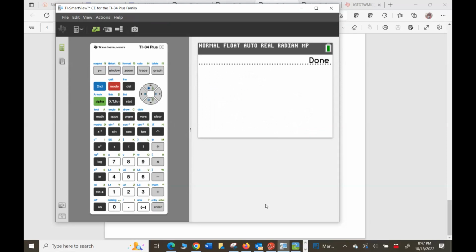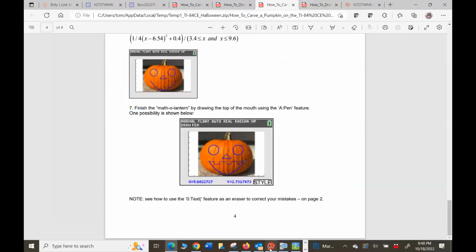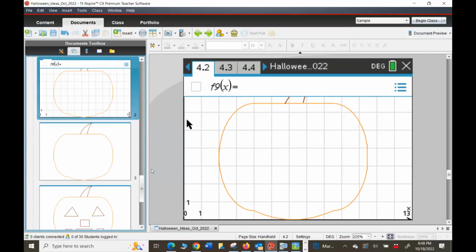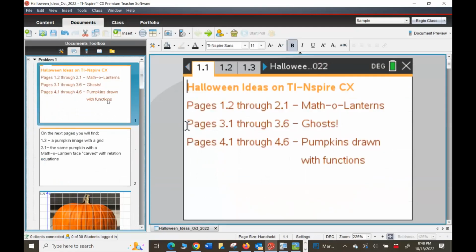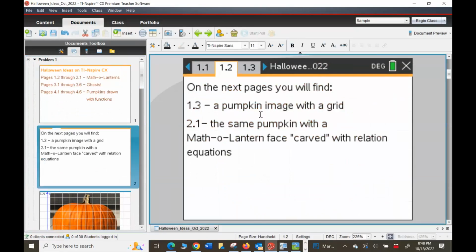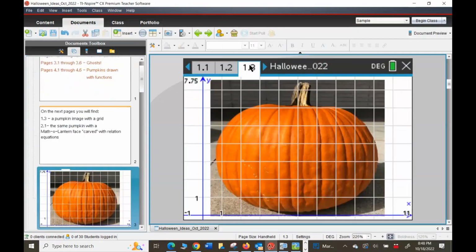So that's the 84 CE. I do want to go now back to Nspire. I don't want the Nspire people to feel neglected here. So let me go back to Nspire, and I'll go back to the beginning. At the very first page, it kind of has a table of contents. So the first one is Matho lanterns. Okay, so the next one's going to be a pumpkin image with a grid.